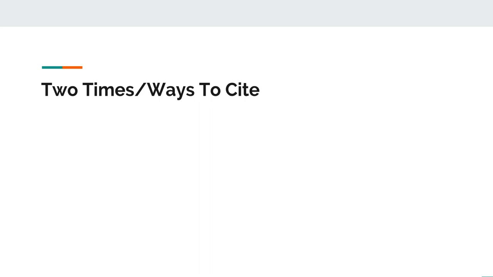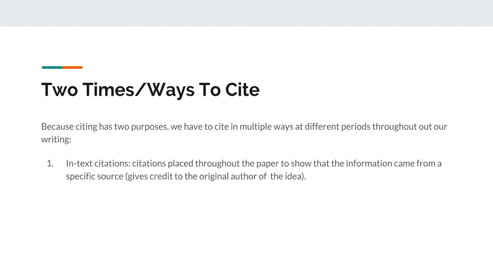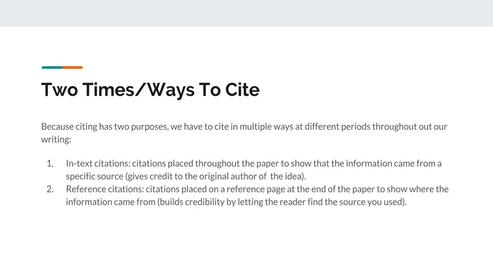There are two times or methods that we use to cite when we are writing papers, and that's because we have two purposes. Each of these purposes requires that we cite in different ways at different points throughout our writing. The first way, which we'll talk about in another lesson, is in-text citations. These are the ones that go in our paper. But the one that we're focusing on right now are reference citations. These go actually at the very end of our paper to show where the information came from.